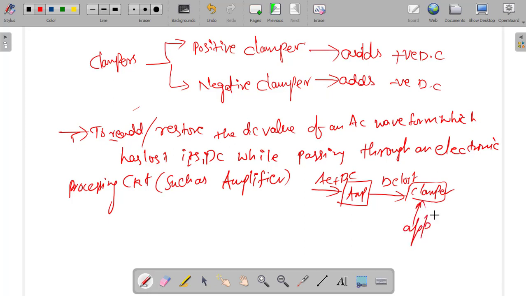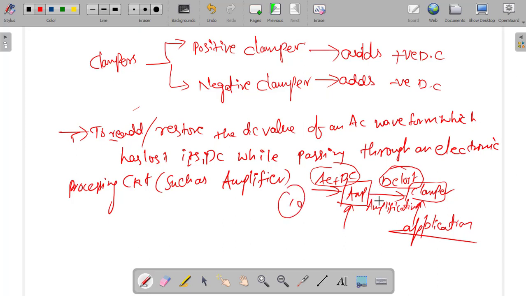If someone asks where a clamper can be used, you can say in amplifier circuits where some sort of DC will be lost, in order to re-add or restore the DC that is lost while amplification. Amplification is nothing but increasing the magnitude. Suppose I am sending 10 volts or 10 amperes at the amplifier as an input, that is a combination of AC plus DC, it will be amplified, but some sort of DC will be lost in that particular value of waveform.